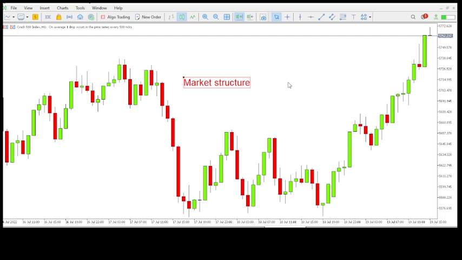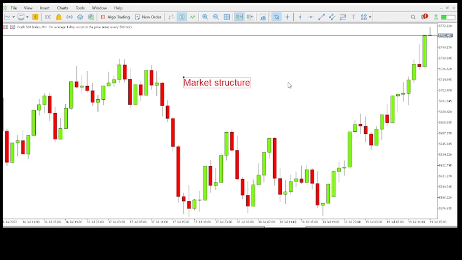It's simple, guys. I don't have to start blowing grammar here, but just know that the market structure is the nature of the price action, what the price is doing. Is the price trending? Is the price ranging? Or is the price choppy?